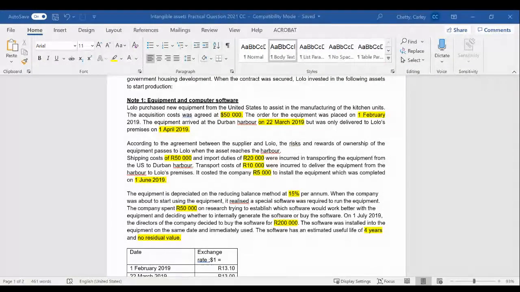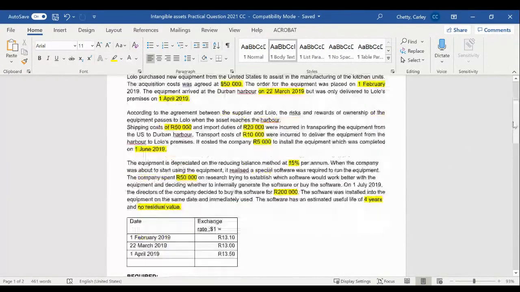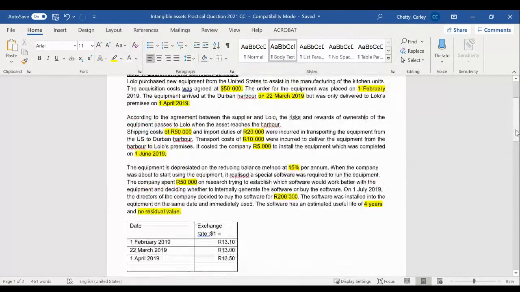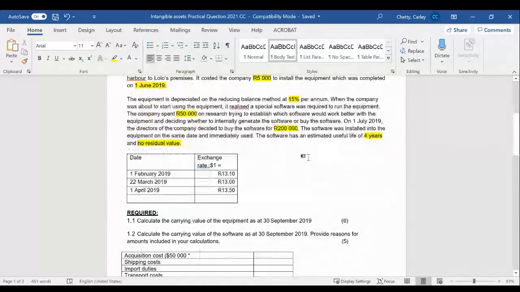correct. So you can see they've given us information for the equipment and they've given us information for the computer software. So it's likely we're going to get a question on PPE and a question on intangible assets. They've also given us a whole lot of exchange rates. Obviously they've given us an amount here in US dollars, so we may have to translate it. And if we translate it, we are given the exchange rates over here. Let's have a look at the first required.